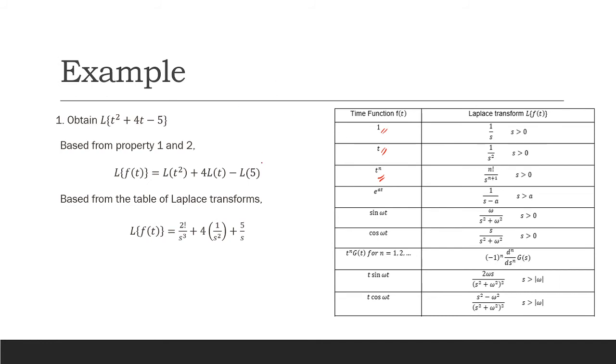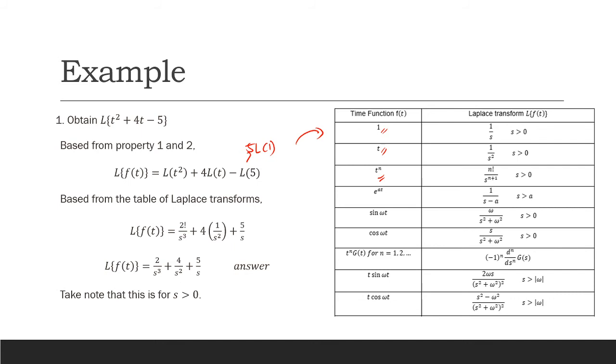So, kung hindi kayo convinced, parang ito lang kasi yan, di ba? So, we have L of 5 times 1. So, ito rin yun, kumbaga. So, kapag constant, that's just the constant over S. Yun lang yung Laplace transform natin. So, therefore, ang answer natin, class, will be 2 over S cubed plus 4 over S squared plus 5 over S. So, that is our Laplace transform.